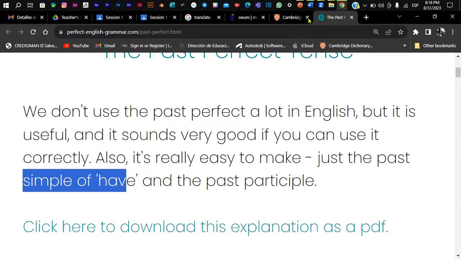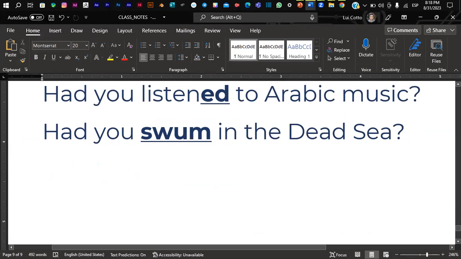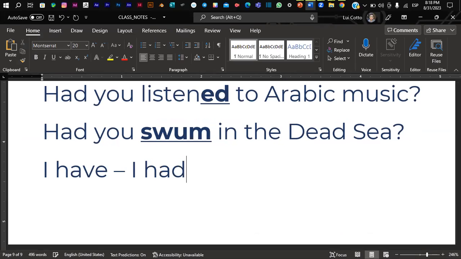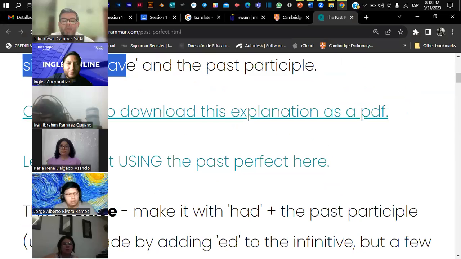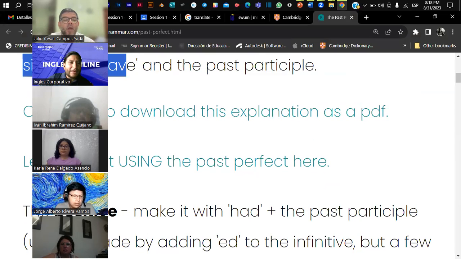What is the past simple of have? I have is present. Simple past? Simple past? I had. That's it, I had. And the participle, remember. Okay, continue. Let's see, help me with the reading. Maybe Anna Ivania.